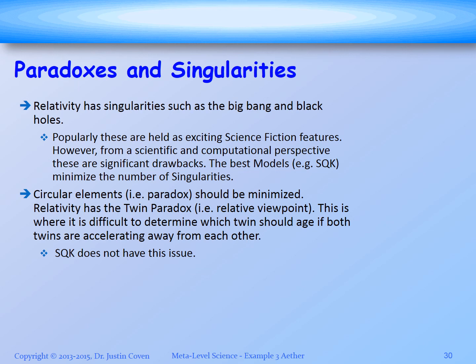Circular elements, i.e. paradoxes, should be minimized. Relativity has the twin paradox. It's specifically the relative viewpoint. This is where it is difficult to determine which twin should age if both twins are accelerating away from each other. Subquantum kinetics does not have this paradox issue.